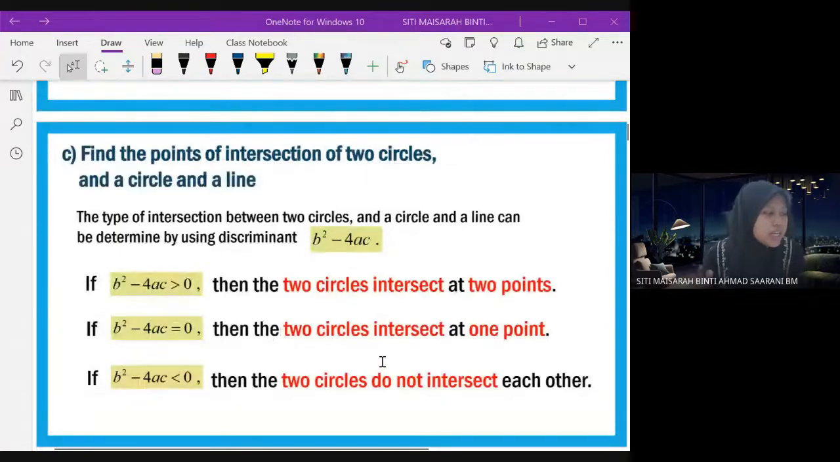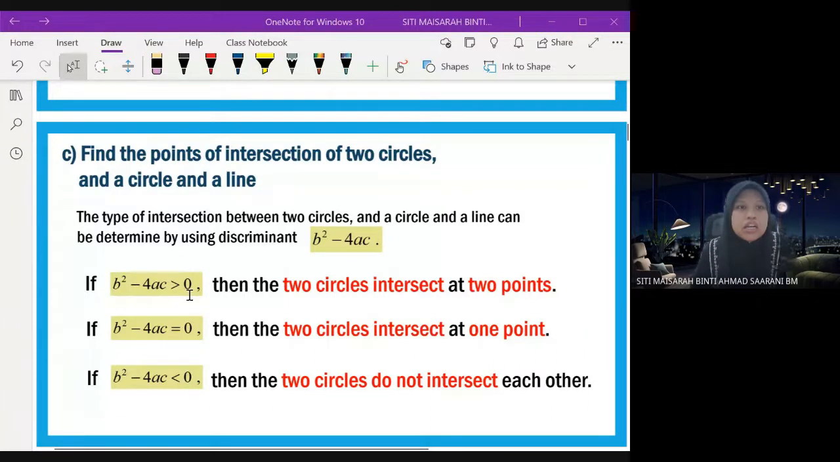Okay, kita tengok bahagian yang pertama untuk malam ni lah, which is find the point of intersection of two circles and a circle and a line. The point of intersection between two circles and a line can be determined by using the discriminant, which is b squared minus 4ac. This is not new to you. Ini sebelum ni masa dulu kat sekolah pun dah belajar kan. So if b squared minus 4ac is more than 0, then the two circles intersect at 2 points.